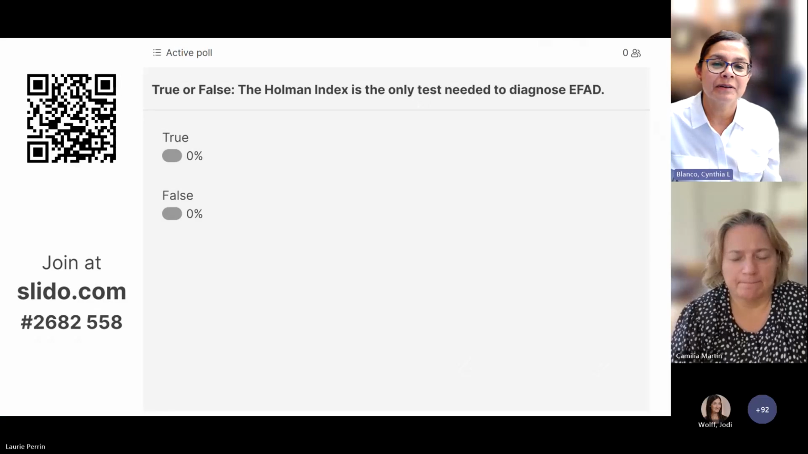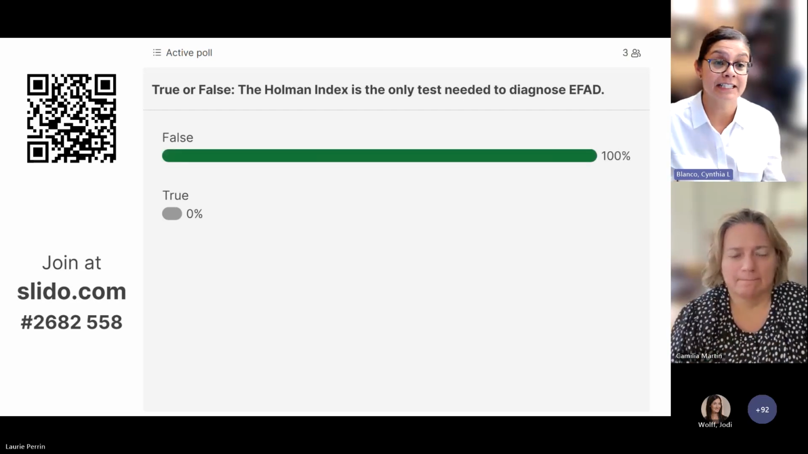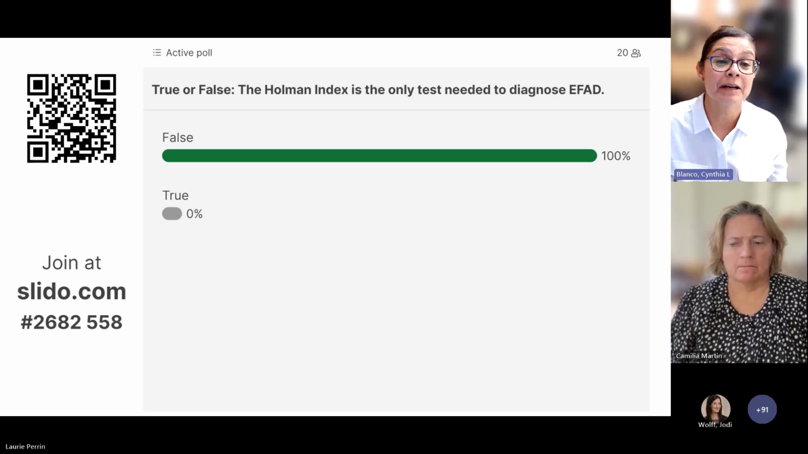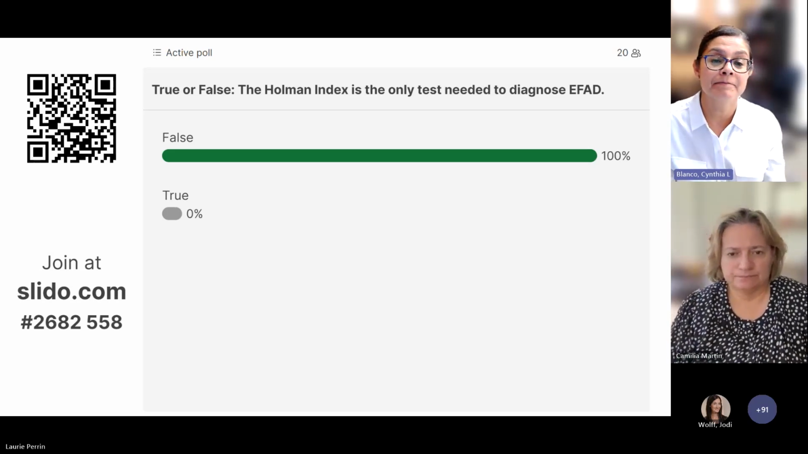And this is where we're going to go into the Holman Index. Is that the only test that we need to be able to diagnose free fatty acid deficiency? This is something that is extremely important, because even though we don't use it as much in clinical practice, we use it 100% of the time on any IV lipid studies that have to go through the approval of the FDA.